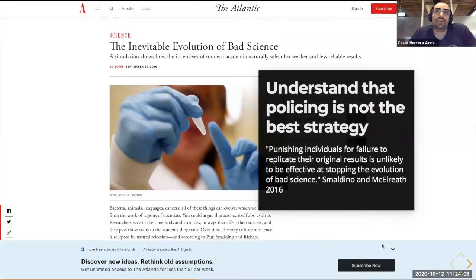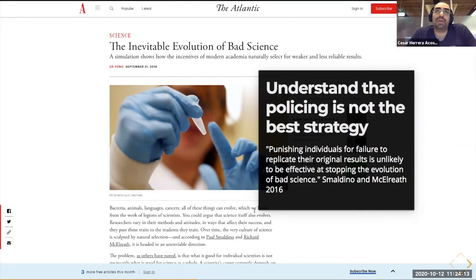Another way is to understand that policing is probably not the best strategy. And this is a paper that talks about, in general, how bad science is more likely to be prevalent given the current incentives. What I think is important, again, is that it's not about policing or saying, oh, this person is not doing good data management. It's more about celebrating the people who do it and trying to imitate them.